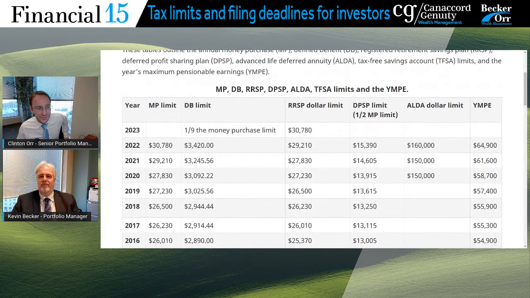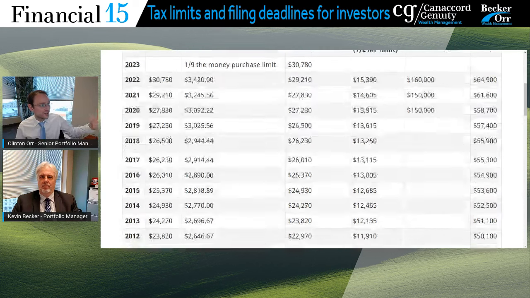We have all the different limits here. The RRSP dollar limit, you can see the column right there. The RRSP dollar limit, that's for the tax year. So when it says 2023, yes, the 30,780, that's the 2023 tax year. So they know in advance what the limit will be. The 2021 tax year, you get a limit of 27,830, and you can see how it changes throughout the years.